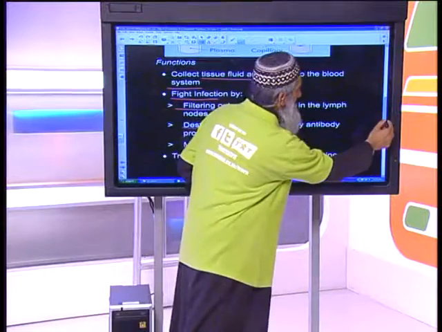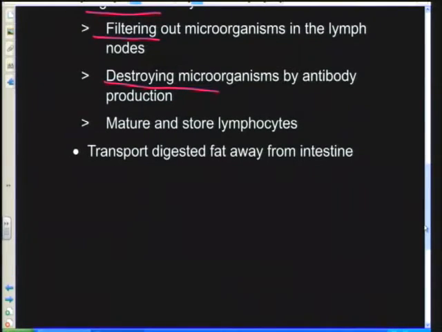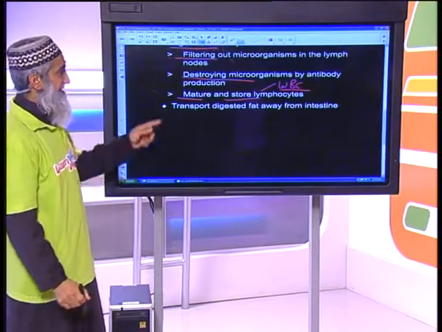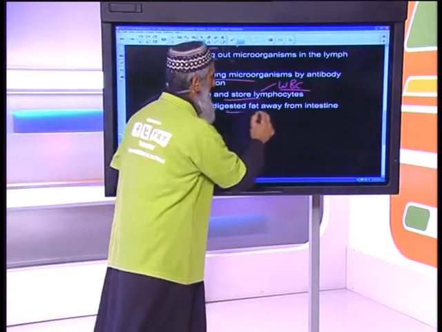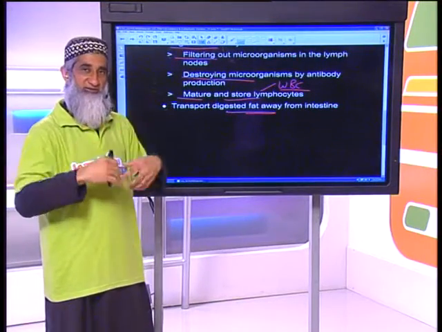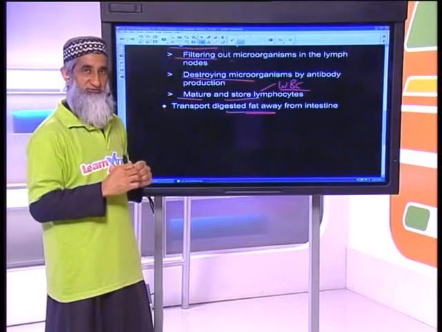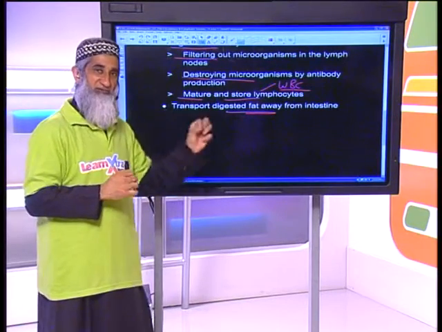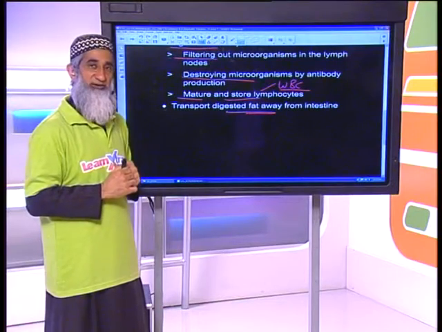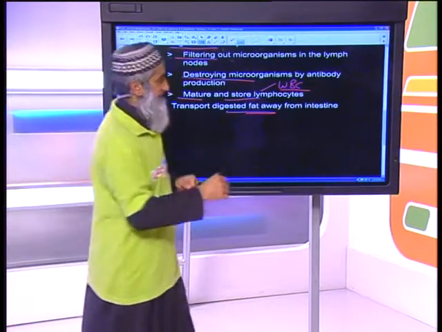And finally, they also mature and store lymphocytes. Lymphocytes are white blood cells that will help us to fight against any foreign intruders. They also help in the digestive system by digesting fat away from the intestine. When you digest fat in the intestine, the lacteals, which are the basic vessels found there, will take the fat or fatty acids and glycerol into the heart system.